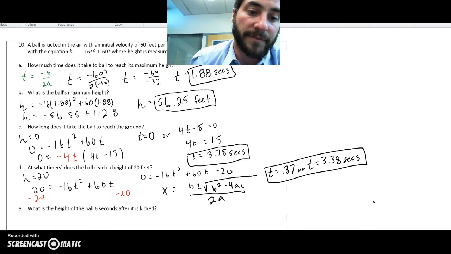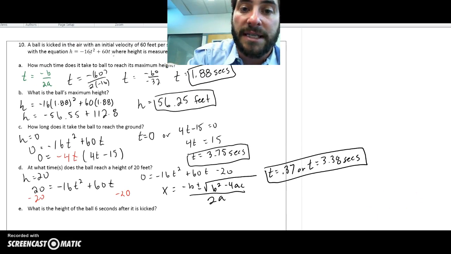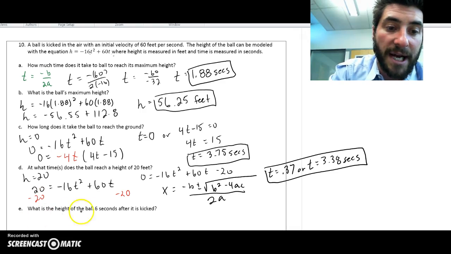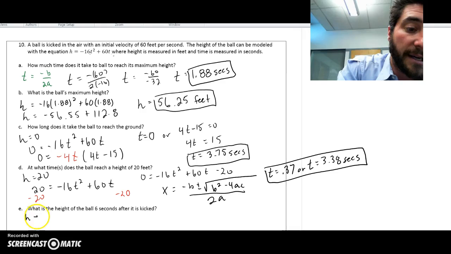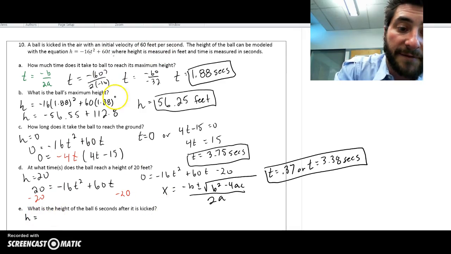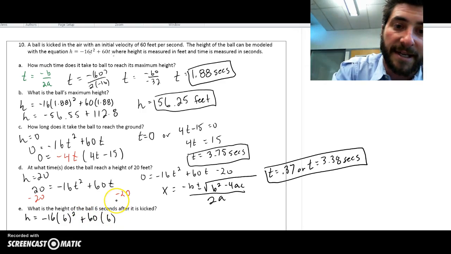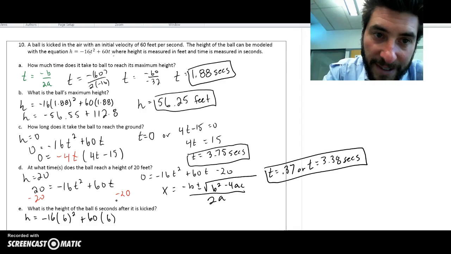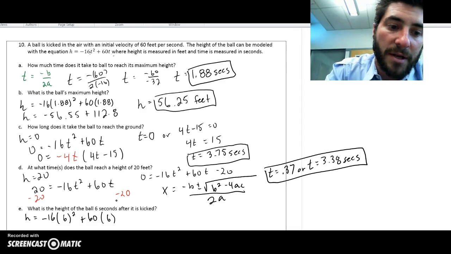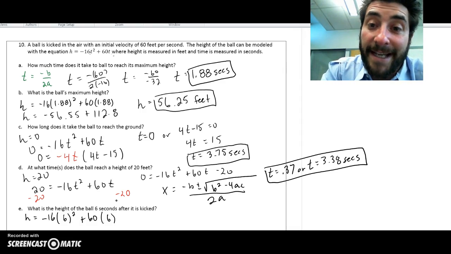All right. Good to end on an easy one. All right, what is the height of the ball 6 seconds after it was kicked? So what is the height? I don't know. After 6 seconds. So negative 16 times 6 squared plus 60 times 6. I have a feeling where this is going. What's the height of the ball after 6 seconds?